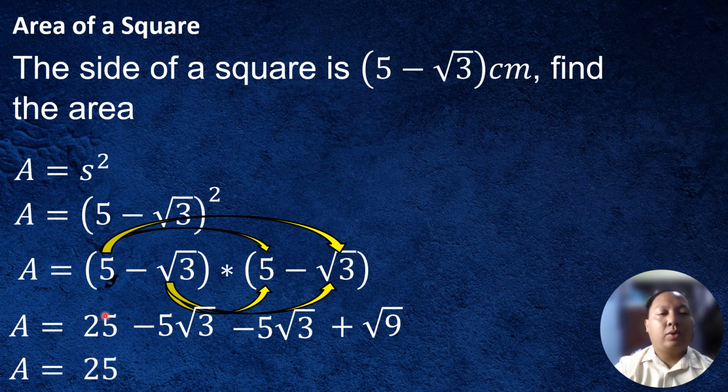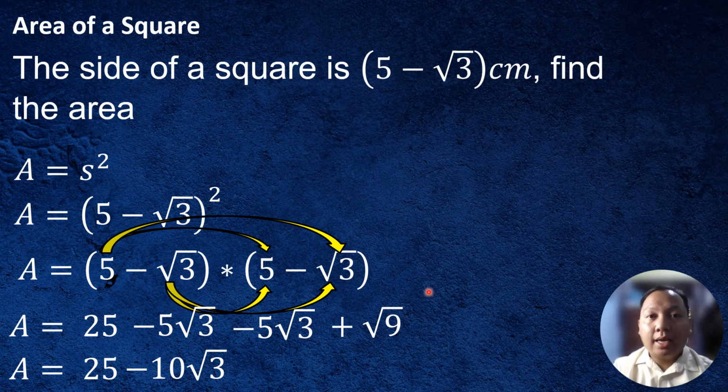Isa-isahin natin, baba natin yung 25. Now, negative 5 square root of 3 minus 5 square root of 3 is negative 10 square root of 3. Now, remember, kung may utang kang 5 at may utang ka ulit na 5, therefore, may utang ka na 10. Now, ito naman, square root of 9. Alam naman natin na ang square root ng 9 ay 3. Okay, so ang area natin ngayon is 25 minus 10 square root of 3 plus 3.